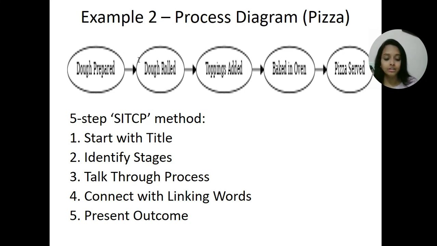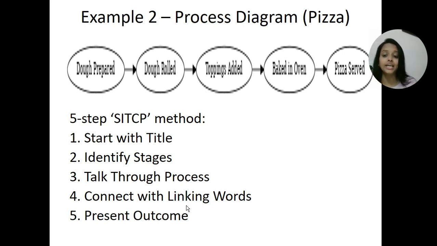And the third one, you can talk through the process. First, the dough is prepared and rolled. Next, toppings such as cheese and vegetables are added. Then the pizza is baked in an oven. Finally, it is served hot and ready to eat. So this is the process, right? So you have to take them through the process.